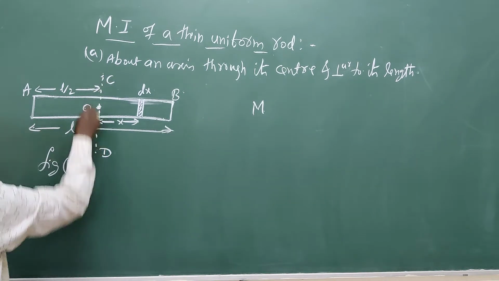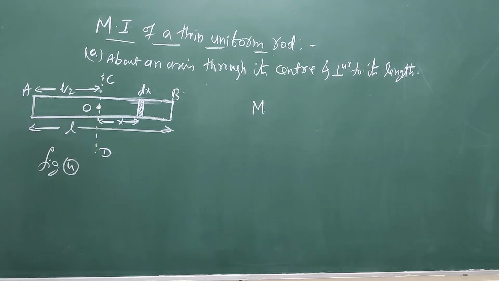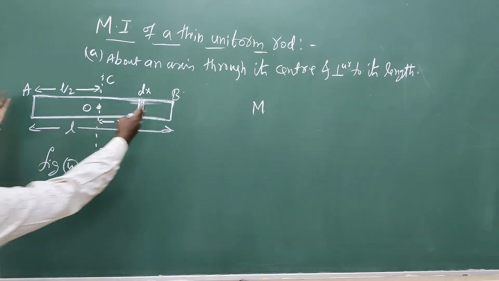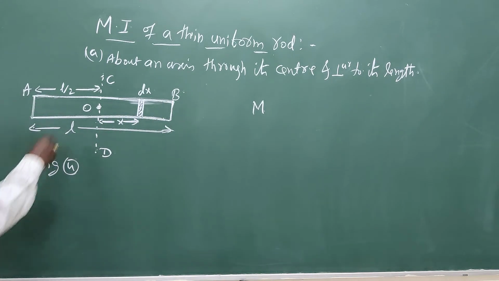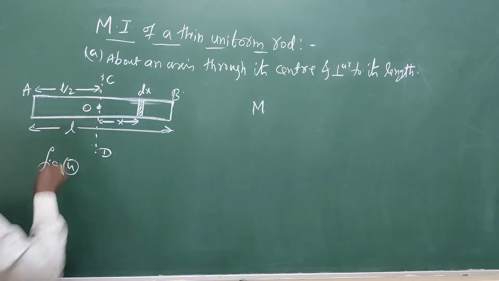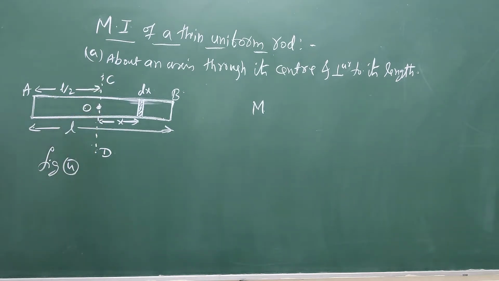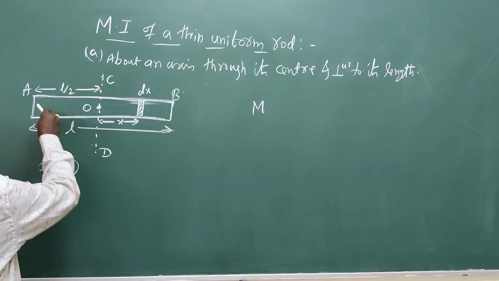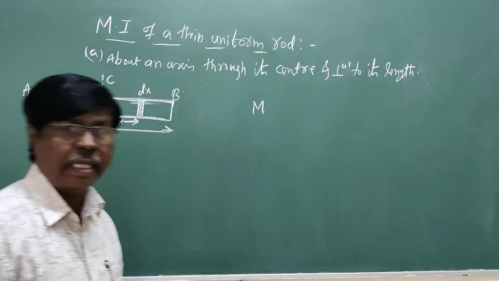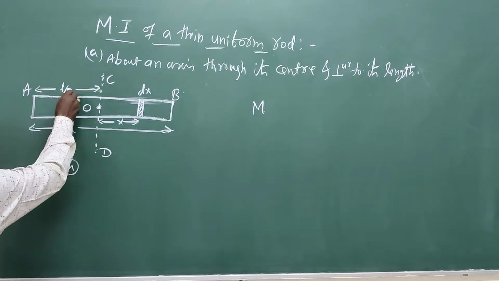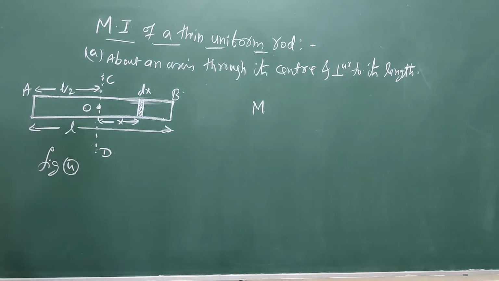What I have taken here is CD. CD is called the axis of rotation. The rod AB has length L. This CD I have taken at the center of the rod, and the distance from the center to the end A is L/2, half of the uniform rod.